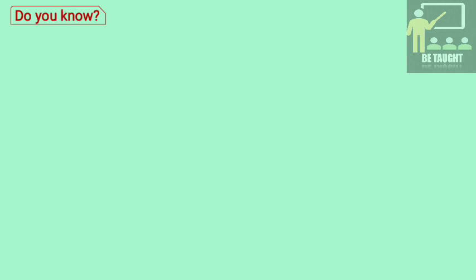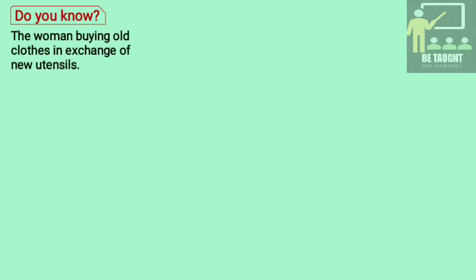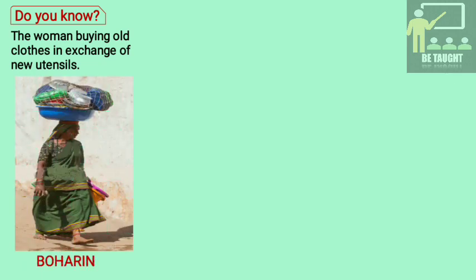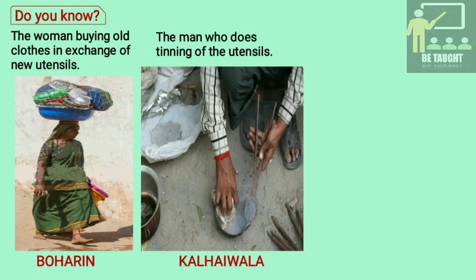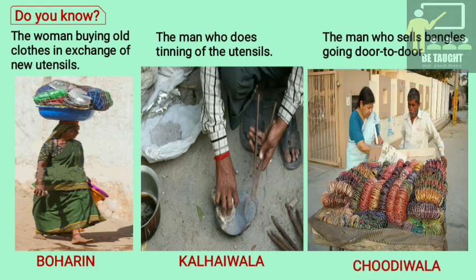Now children, do you know, the woman buying old clothes in exchange for new utensils is known as a boharin, which we also call bhandiwali. The man who does tinning of the utensils is known as a khalaiwala. The man who sells bangles going door to door is known as a chudiwala.